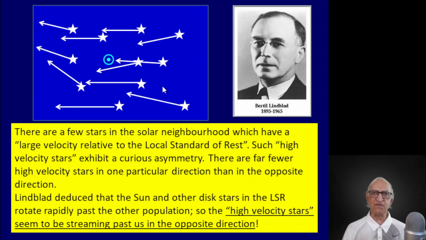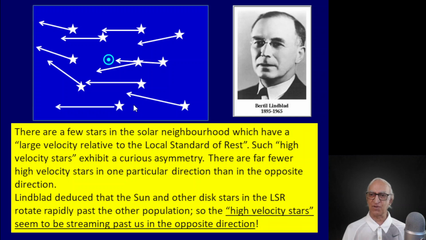So astronomers define a local standard of rest in which, by and large, the sun and the stars in a small volume can be considered to be stationary with respect to one another, and then this whole local standard of rest is going around the center of the galaxy. Now, what Lindblad discovered is that there are some stars in the solar neighborhood which have a large velocity with respect to the local standard of rest.